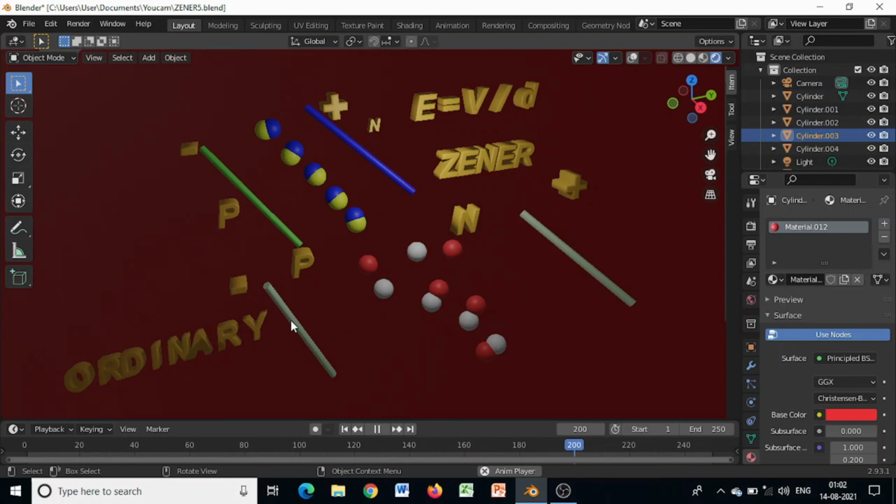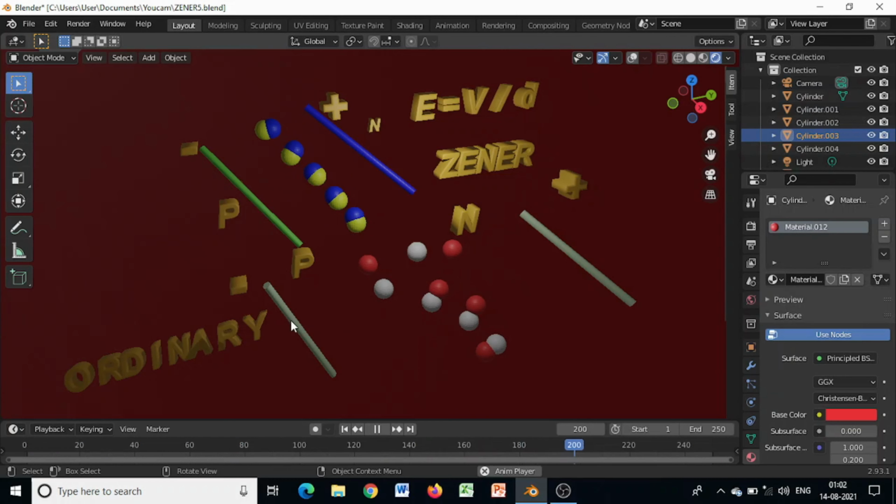Since dz is much smaller than d ordinary and the applied voltage V is the same in both cases, in the case of the Zener diode the denominator is less, so this value is higher. So Ez is much greater than E ordinary.